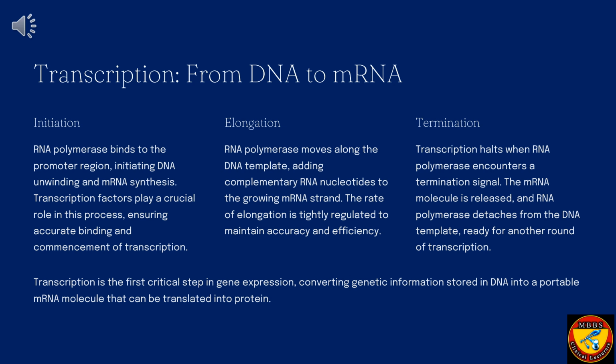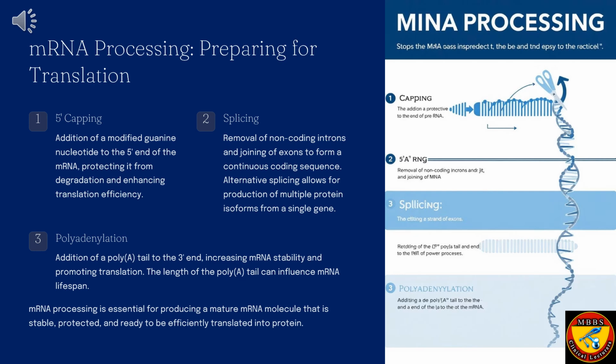Key points. Transcription occurs in the nucleus, in eukaryotic cells. The resulting mRNA molecule is complementary to the DNA template strand. mRNA carries genetic information from DNA to the ribosome for protein synthesis. mRNA processing is a crucial step in eukaryotic gene expression. After transcription, the pre-mRNA undergoes several modifications to become mature mRNA, ready for translation.